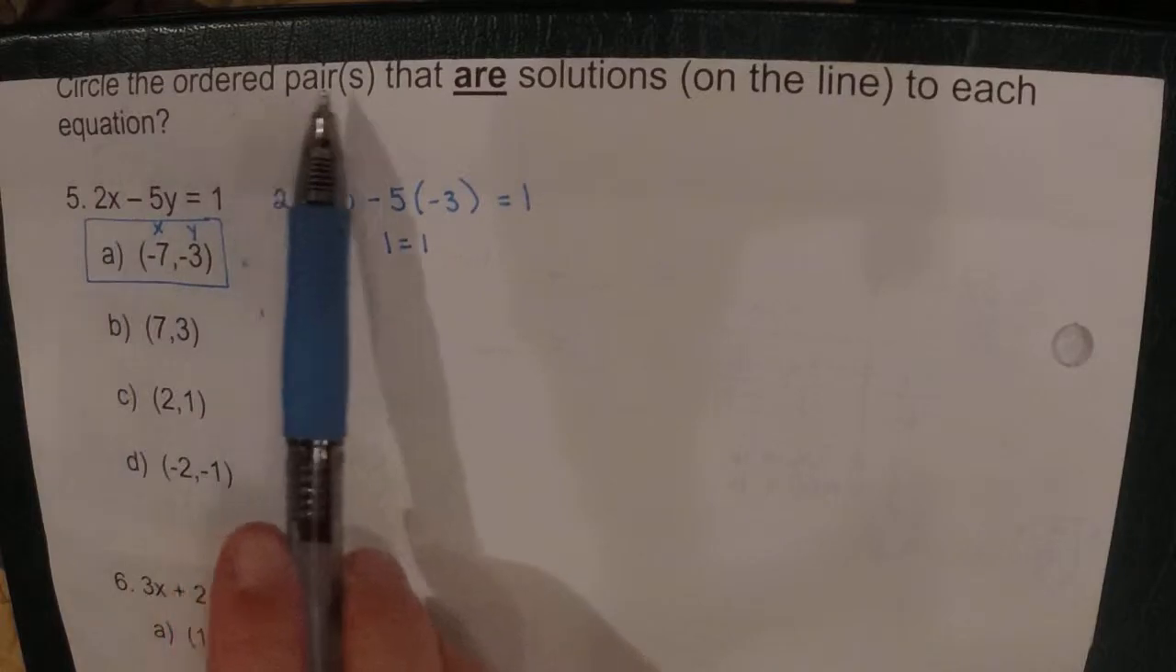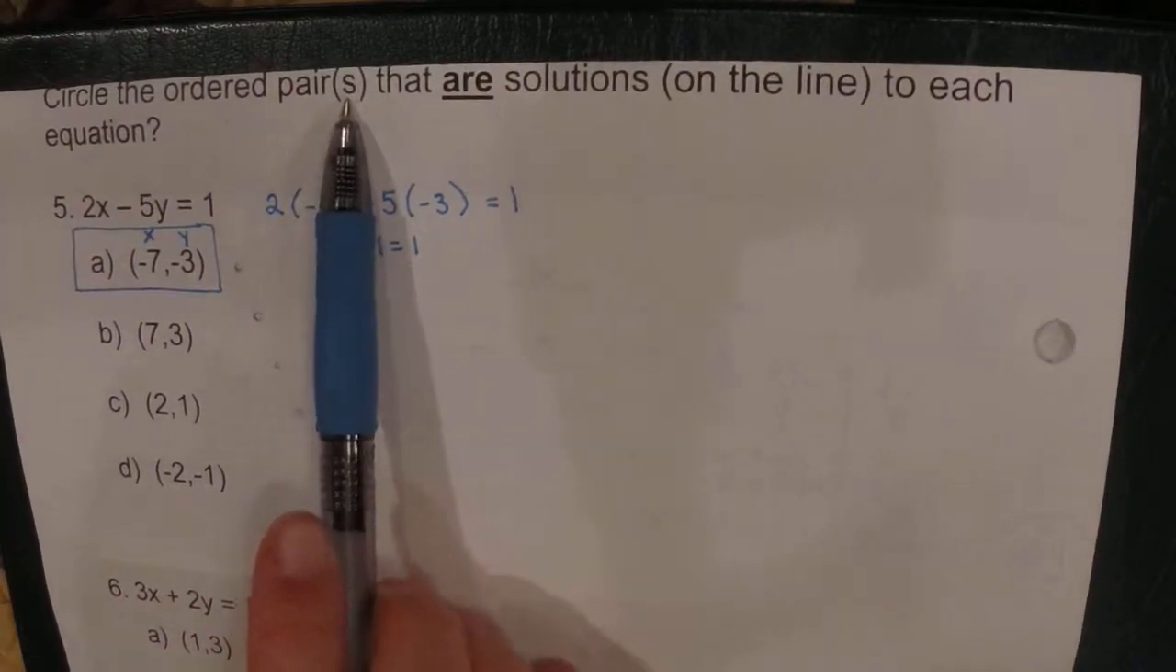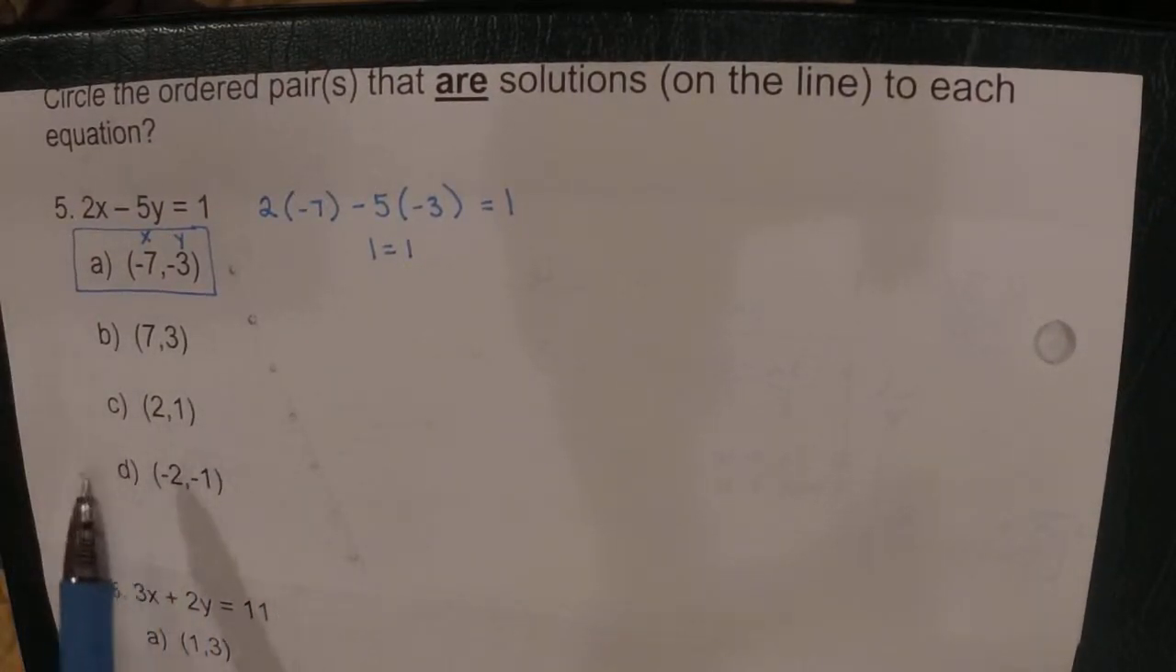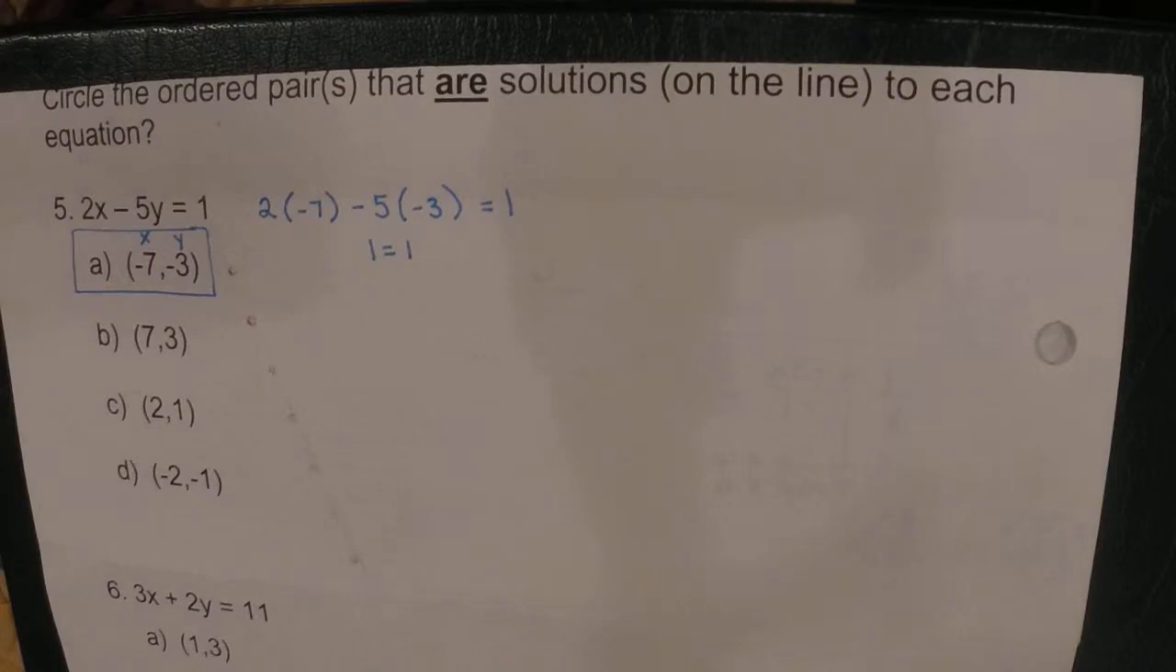Now it says circle the ordered pair or pairs. This is not a multiple choice question, so you need to try every single point and see which ones work in which equations. So you guys finish those notes up, and if you need any help, just ask.